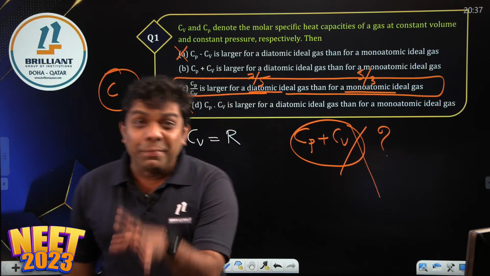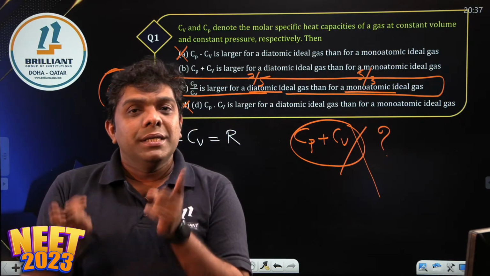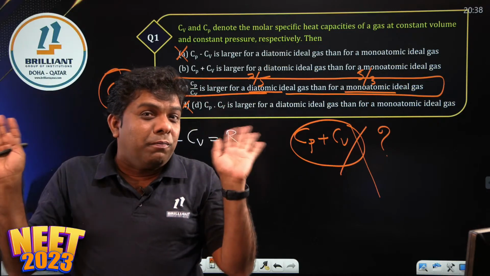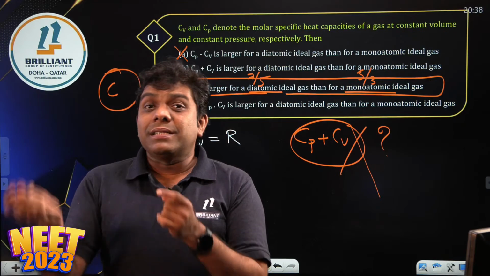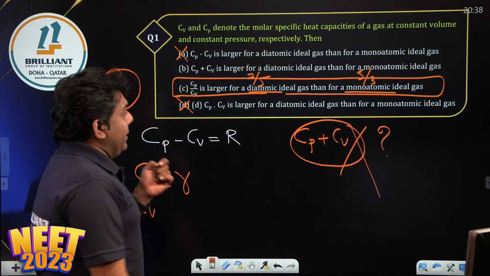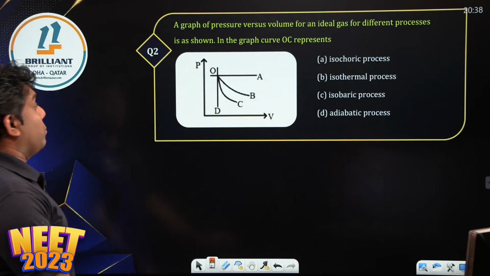It is a very important point here, the Cp-Cv relation. Cp minus Cv is constant for any number of moles and any gas, and it is equal to R. But Cp by Cv is different for monoatomic and diatomic gas molecules. Now we are explaining the next question.